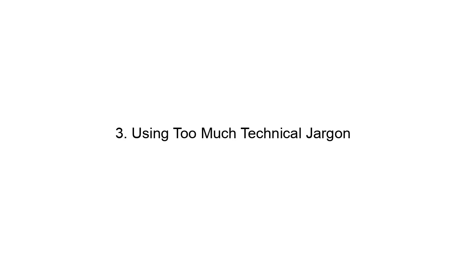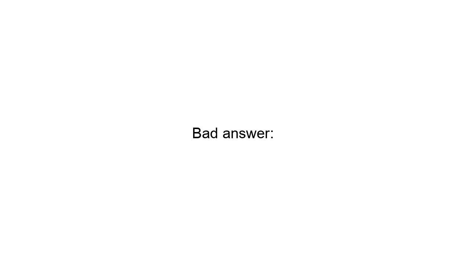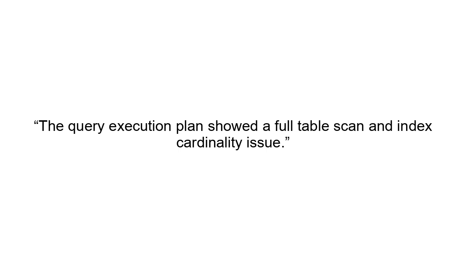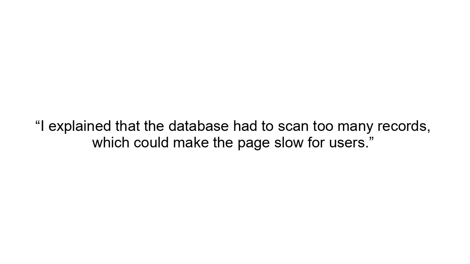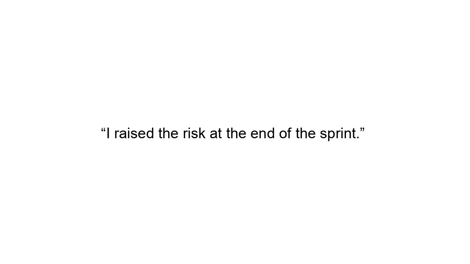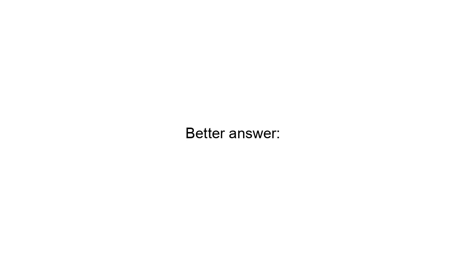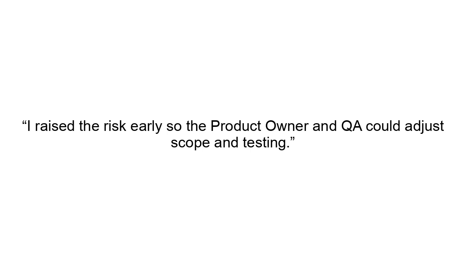3. Using too much technical jargon. Bad answer: The query execution plan showed a full table scan and index cardinality issue. Better answer: I explained that the database had to scan too many records, which could make the page slow for users. 4. Waiting too long. Bad answer: I raised the risk at the end of the sprint. Better answer: I raised the risk early so the product owner and QA could adjust scope and testing.